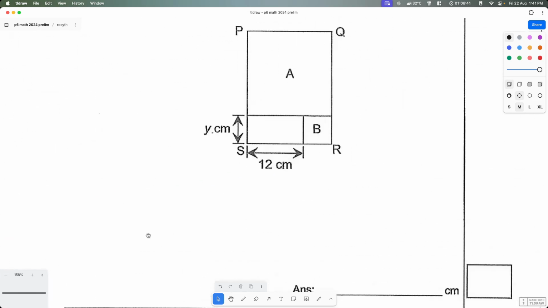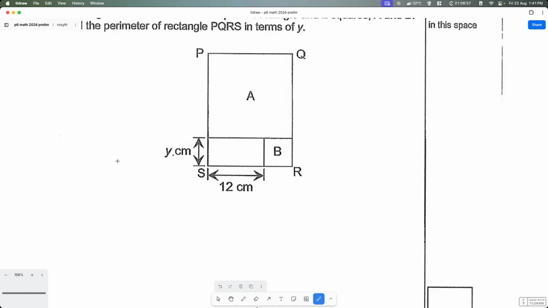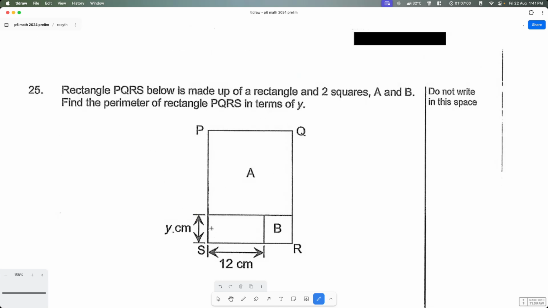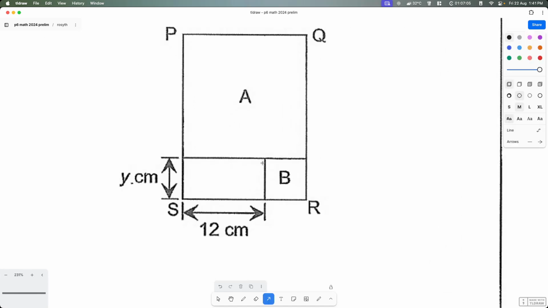Question 25. Rectangle PQRS is made out of a rectangle and two squares, A and B. Find the perimeter of rectangle PQRS in terms of y. So we have y over here, right? If you were to zoom it in, y is this. Let me put y here. So if this is y, this is also y, right?